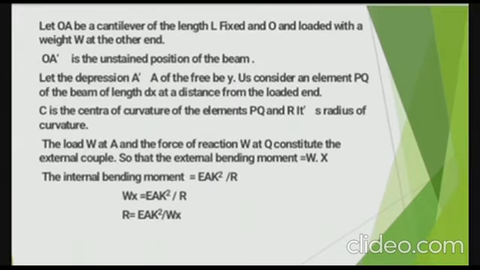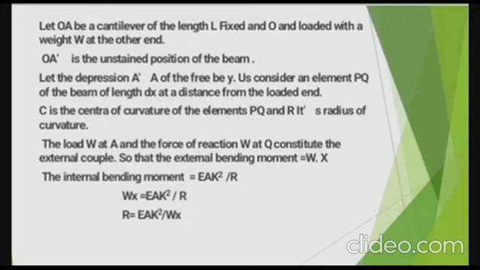Let OA be a cantilever of length L fixed at O and loaded with a weight W at the other end. OA is the unstrained position of the beam. Let the depression AA' of the free end be y. Let us consider an element PQ of the beam of length dx at a distance x from the loaded end. C is the center of curvature of the element PQ and R its radius of curvature.